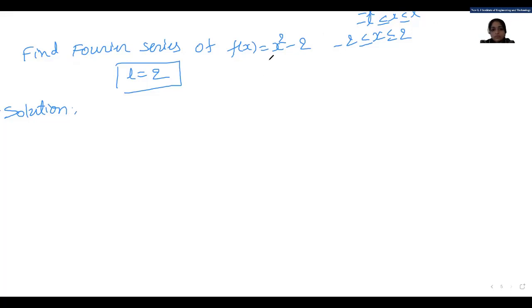Anyone else? As our limits are minus L to L, first we have to check our given function is even or odd. Yes, Krish, your answer is right. Vivek, yes, Vivek. Anyone? Kushal, yes, true. Mayank, no, your answer is wrong. Anyone?